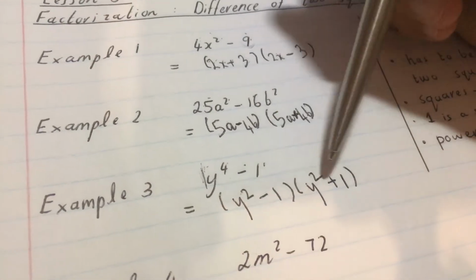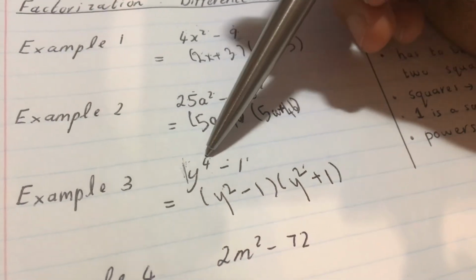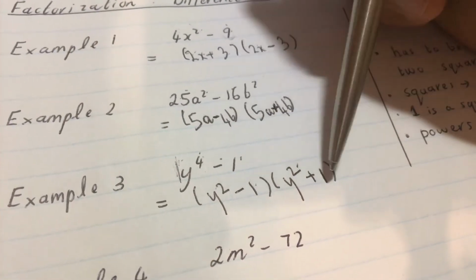Let's check ourselves. y squared times y squared, y to the power of 4. And what's 1 times 1? 1.